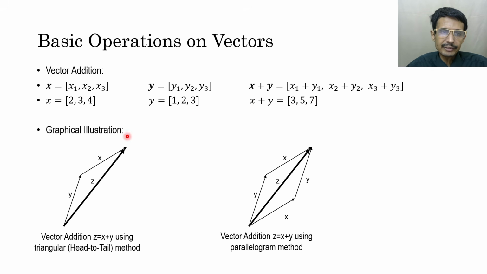If you see a graphical illustration of this particular concept, it's basically this. This is the x vector, this is the y vector, and this is the z vector, where z is equal to x plus y. This is called the triangular method or head-to-tail method, and this is the parallelogram method. So this is the basic operation on vectors.